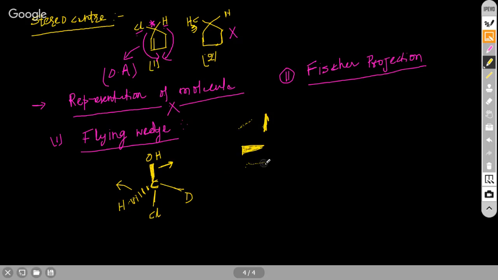The dash representation means the bond is going into the plane. This hydrogen, which is connected with a dash bond here, is going away from you, into the plane of the paper. So this is the meaning of the flying wedge representation. Got it? Any doubt in this?